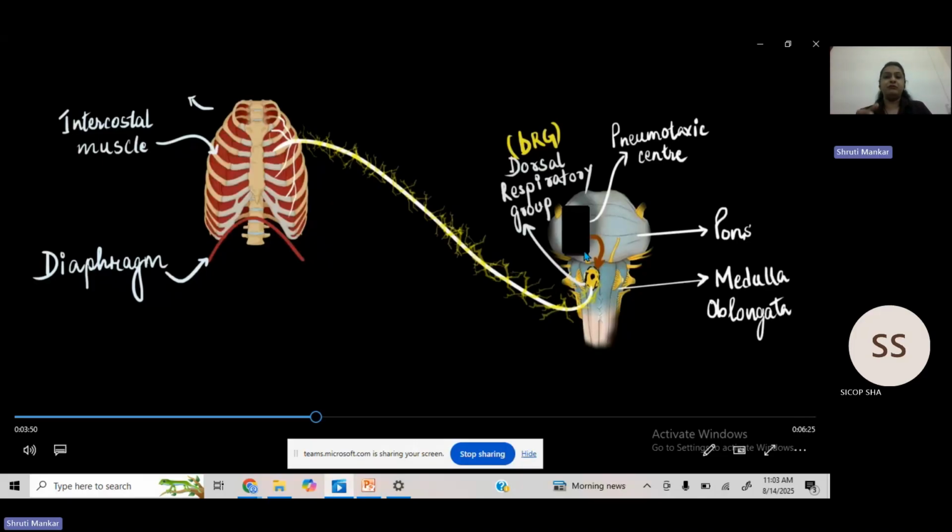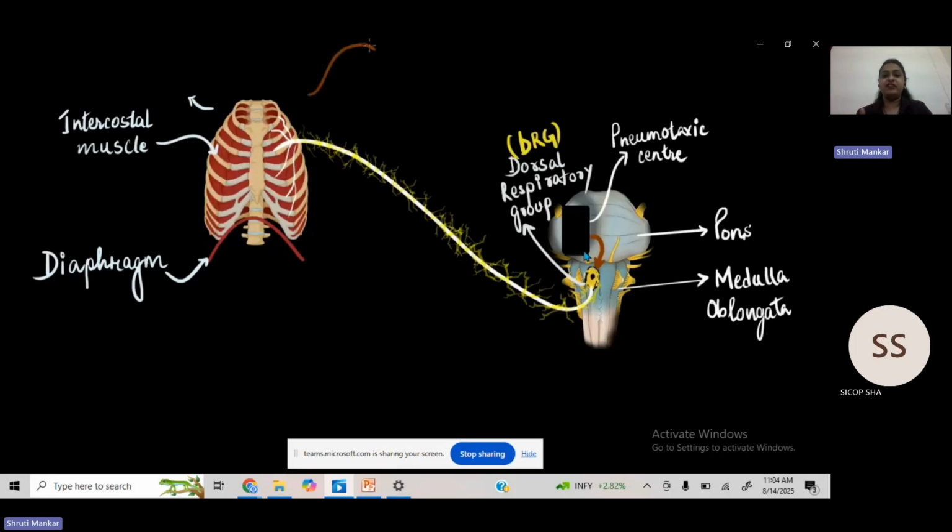It will not switch off the impulses for more than 3 to 5 seconds. And in a minute, it switches off approximately 12 to 16 times, which means that the respiratory rate, which we say is 12 to 16 or 16 to 20, is set with the help of this pneumotaxic center. So you will realize that this pneumotaxic center is not just taking care of the rate, but also the depth.